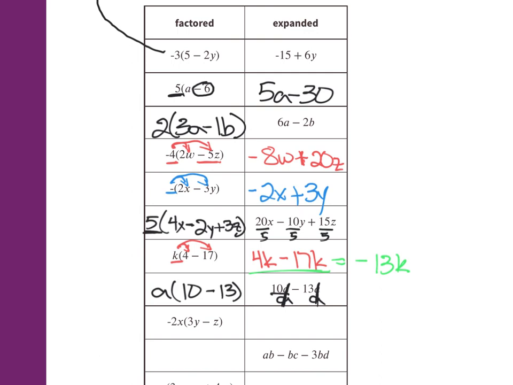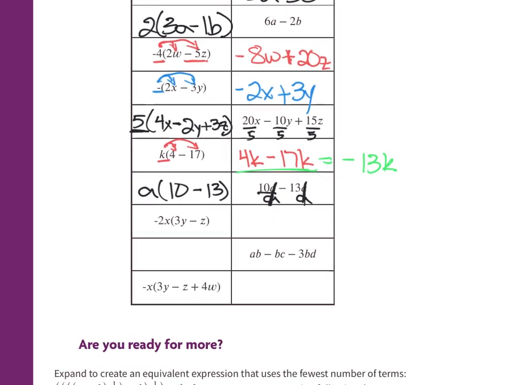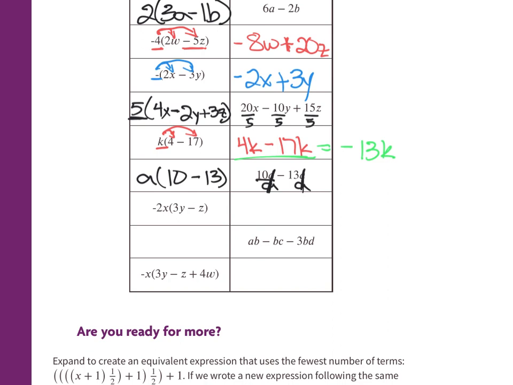All right? Moving on. Okay, so when I have a number and a letter on the outside, just multiply the numbers and just put the letters at the end. So focus on the numbers. So negative 2 times 3 is negative 6. And then I have xy.